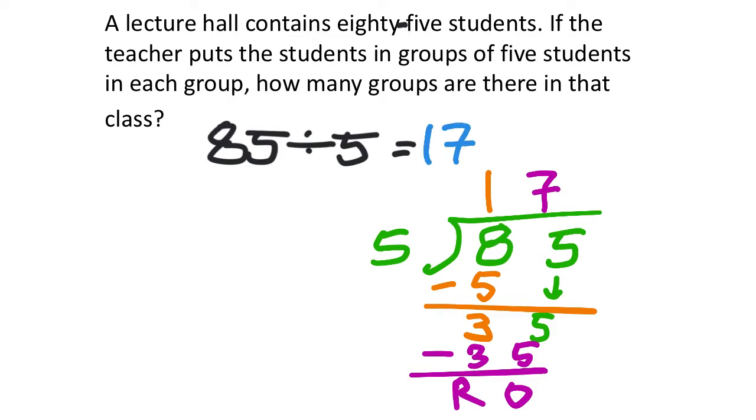But again, it's not just that it's 17. We need a label on this one. It was asking how many groups. Well, 17 was our answer, so it would be 17 groups.